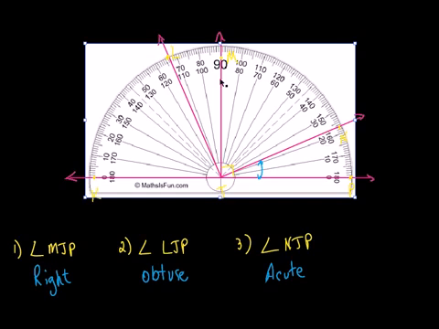That's obtuse. Look at this. It hits it right on the 90, doesn't it? It's exactly a right angle. And this is, look, I went 90, 100, 110. It's probably about 113 or 114 or something like that. That's definitely an obtuse angle.